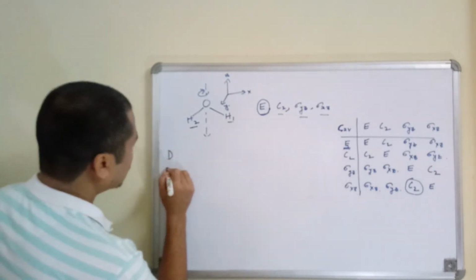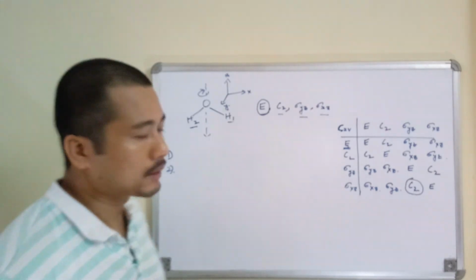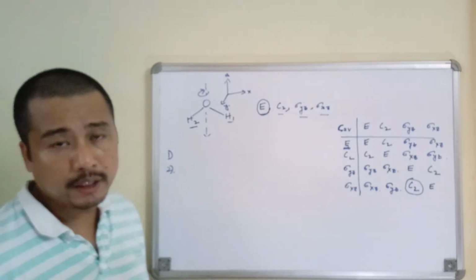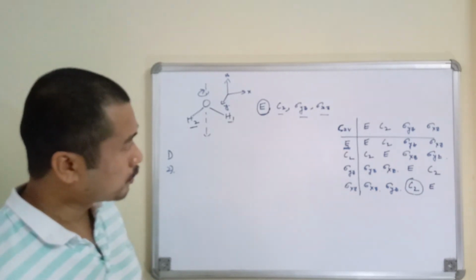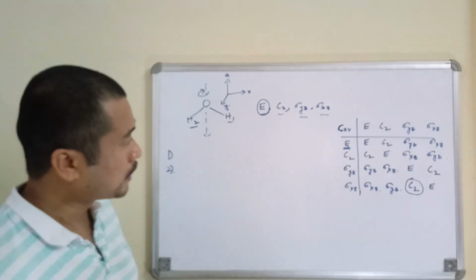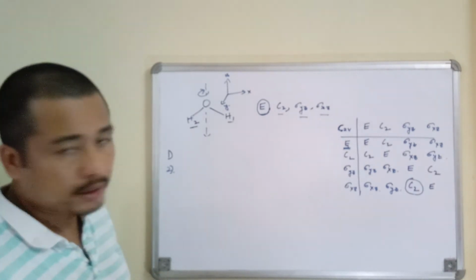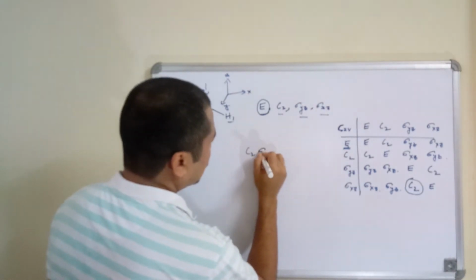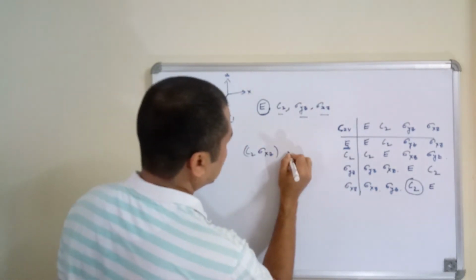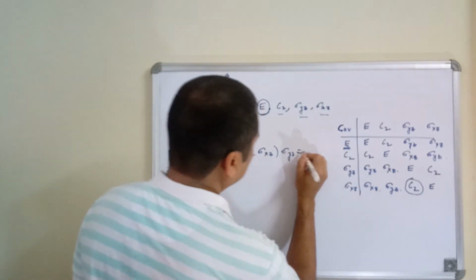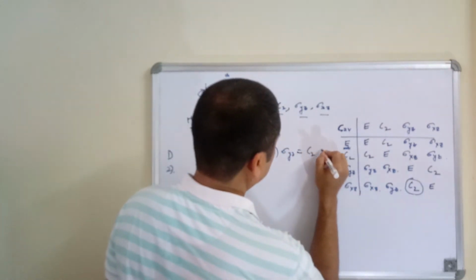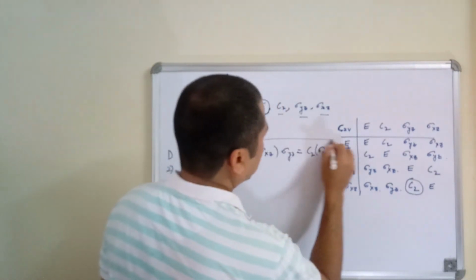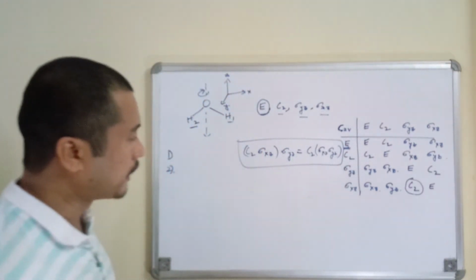So the second rule is also satisfied by the symmetry operations of the water molecule. The third rule says that multiplication should follow the associative law of multiplication, which is correct. Again, you can verify whether the associative law of multiplication is followed or not.